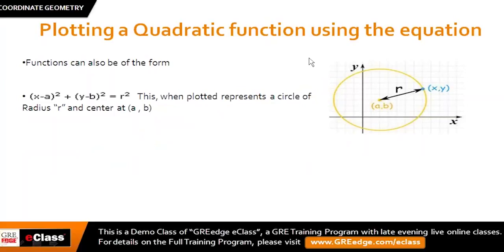So the next one is, is it only possible to plot a straight line and a parabola? No. We can plot the circle in coordinate geometry. The equation will read like this: (x minus a) the whole square plus (y minus b) the whole square is equal to r square, which is the equation of the circle that we can form. Okay, clear everyone?